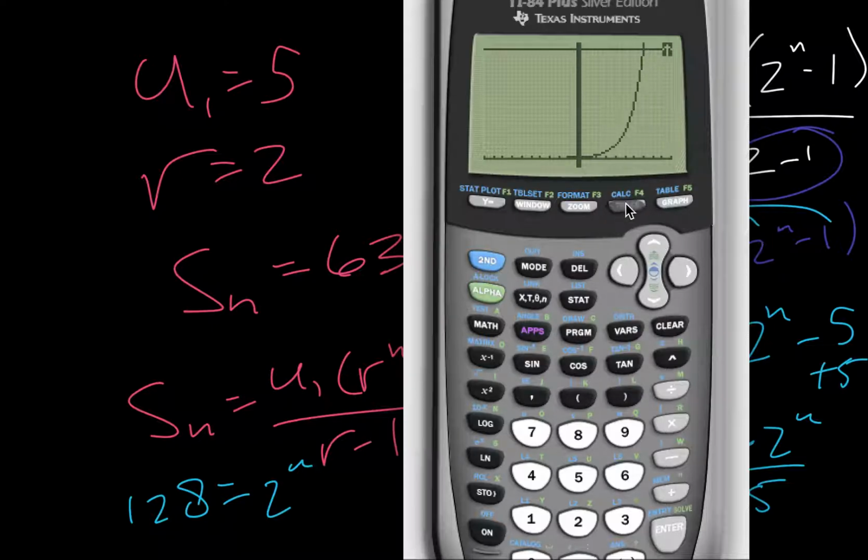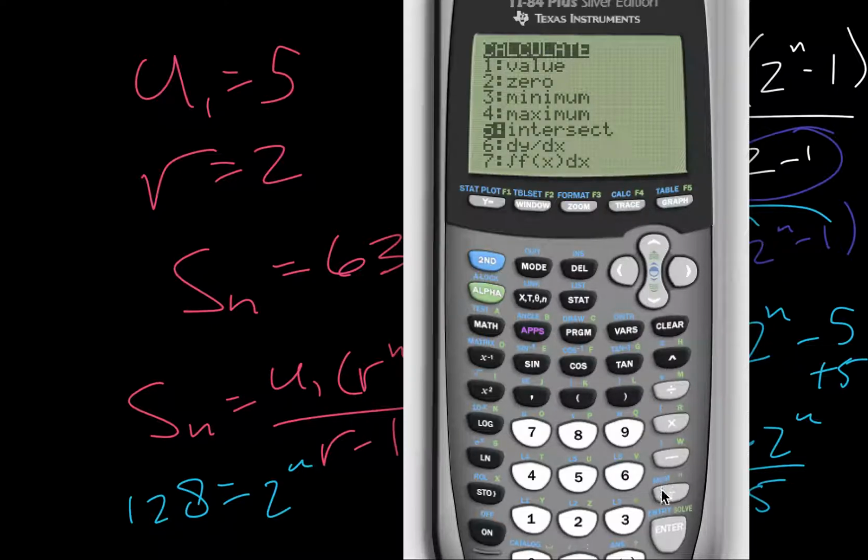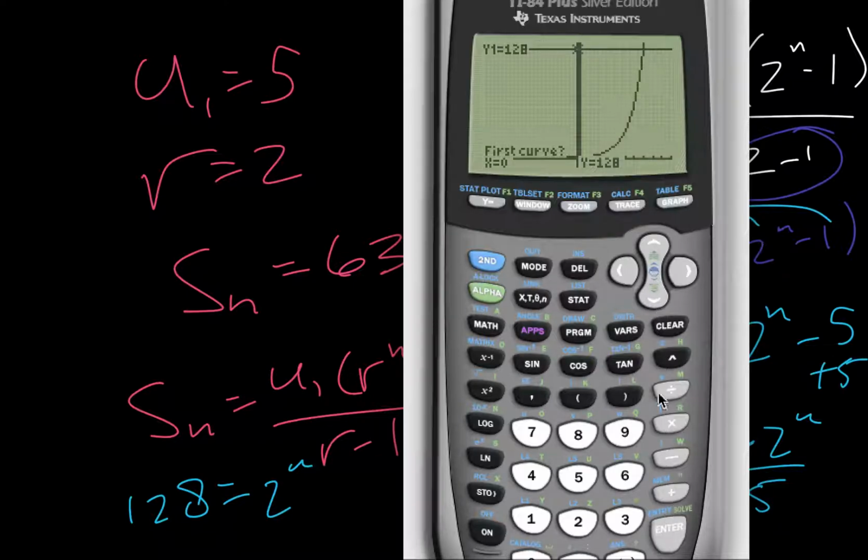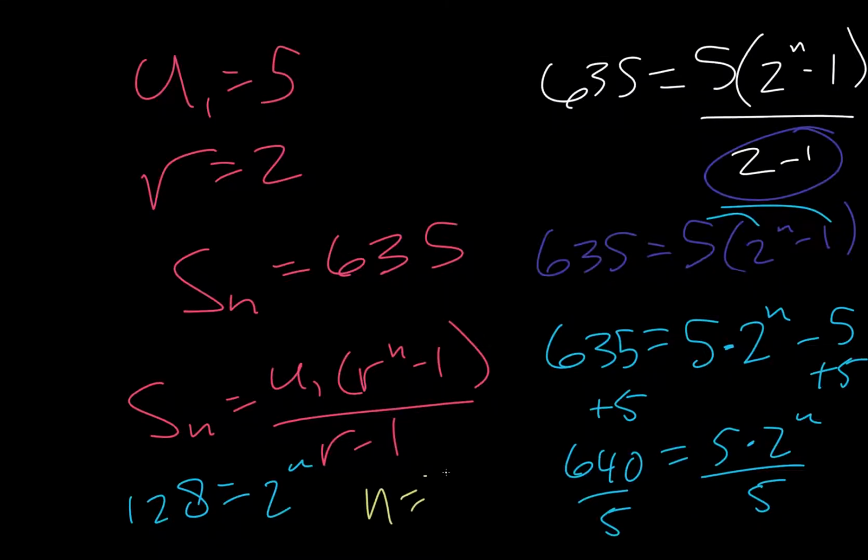So we're going to go second, calc, go to the intersect. It's going to say first curve, second curve. So you can just click, because there's only 2 curves on there. And then you want to make your guess as close as possible. It only crosses one place, so you actually could have just clicked again. But, okay, we're close there. Okay, so it says it intersects at x equals 7. And so that is the answer for our n. So n equals 7.